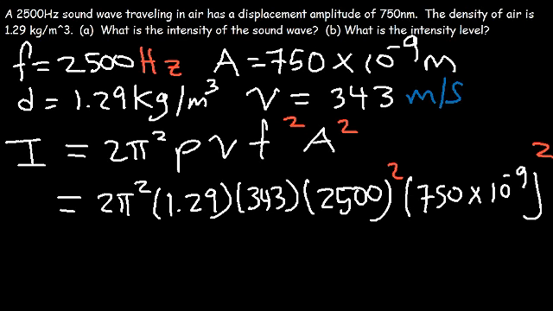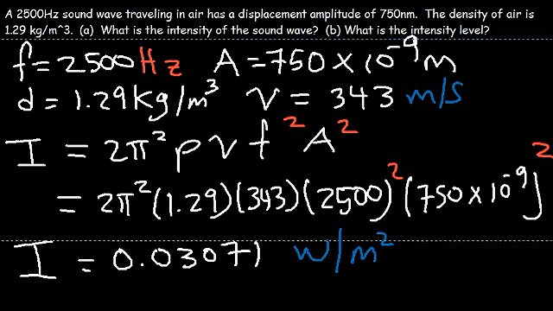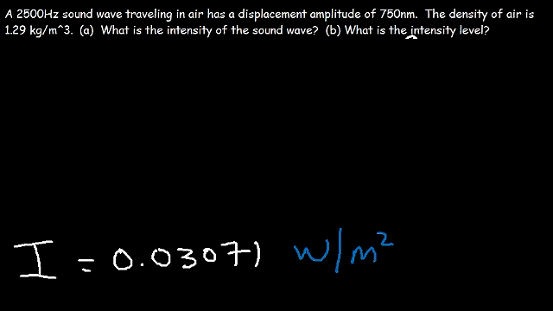So you should get 0.03 watts per square meter. Now that we have the intensity, we can find the answer to part B. We can calculate the intensity level. And we can do that using this equation.